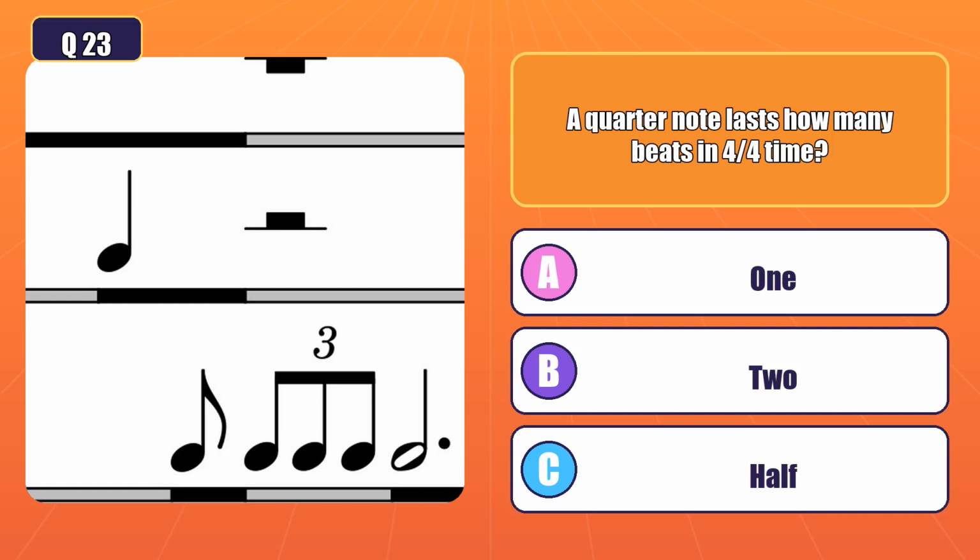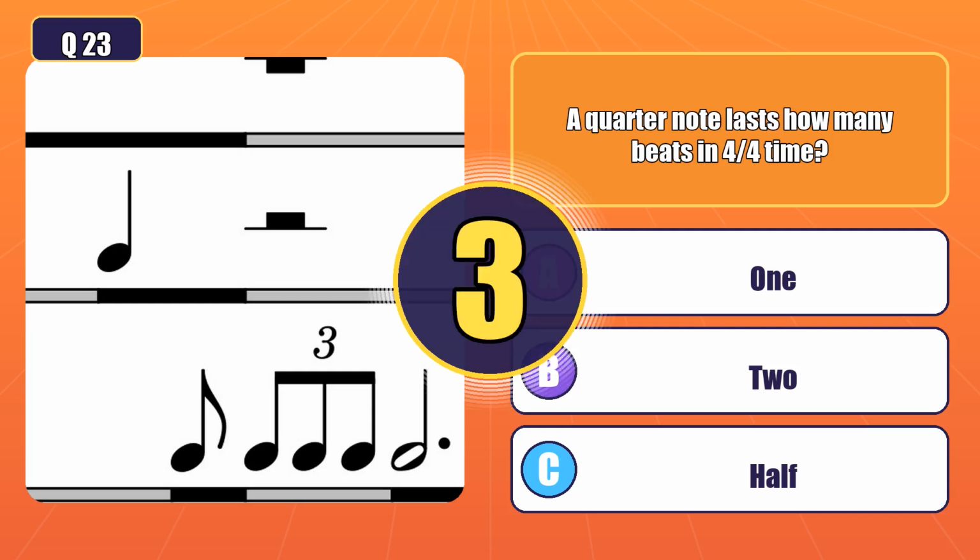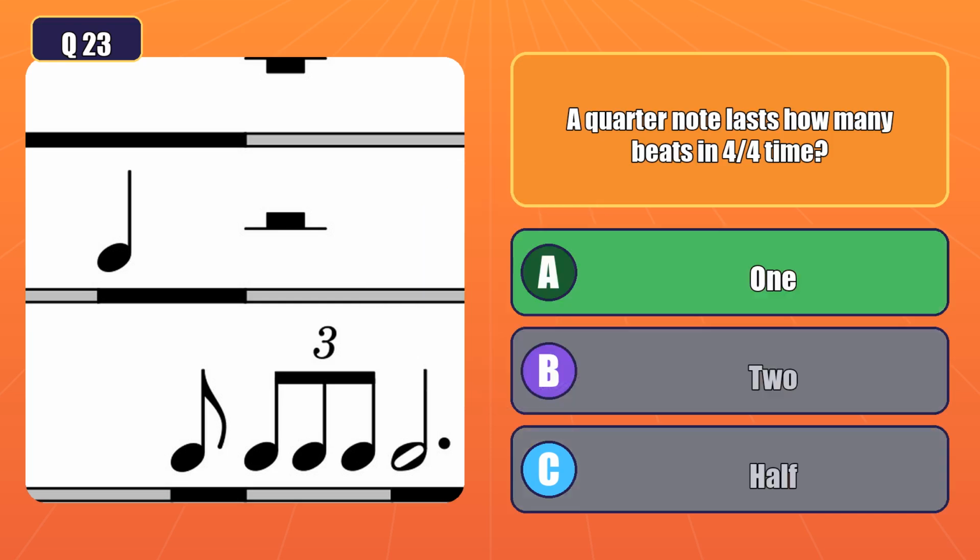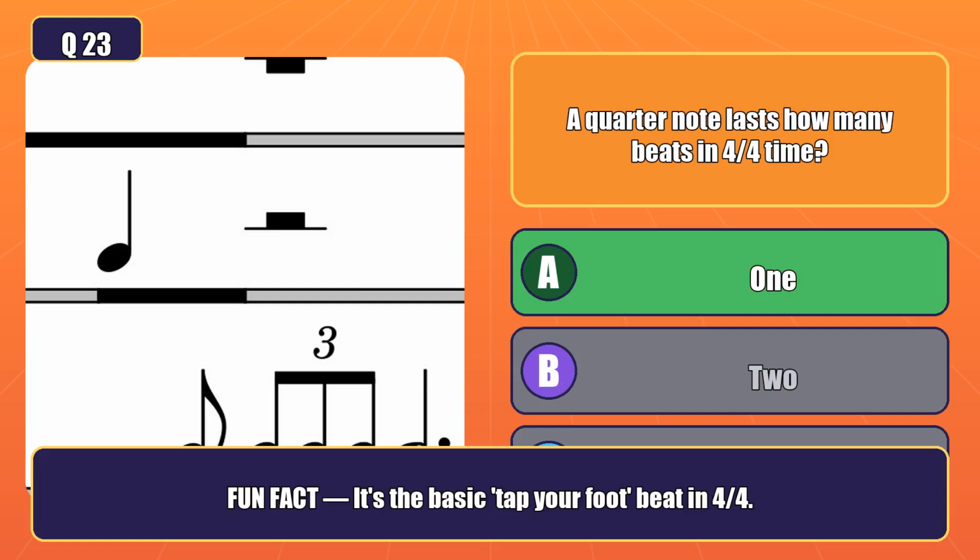Question number 23. A quarter note lasts how many beats in 4/4 time? The answer is 1. Fun fact, it's the basic tap-your-foot beat in 4/4.